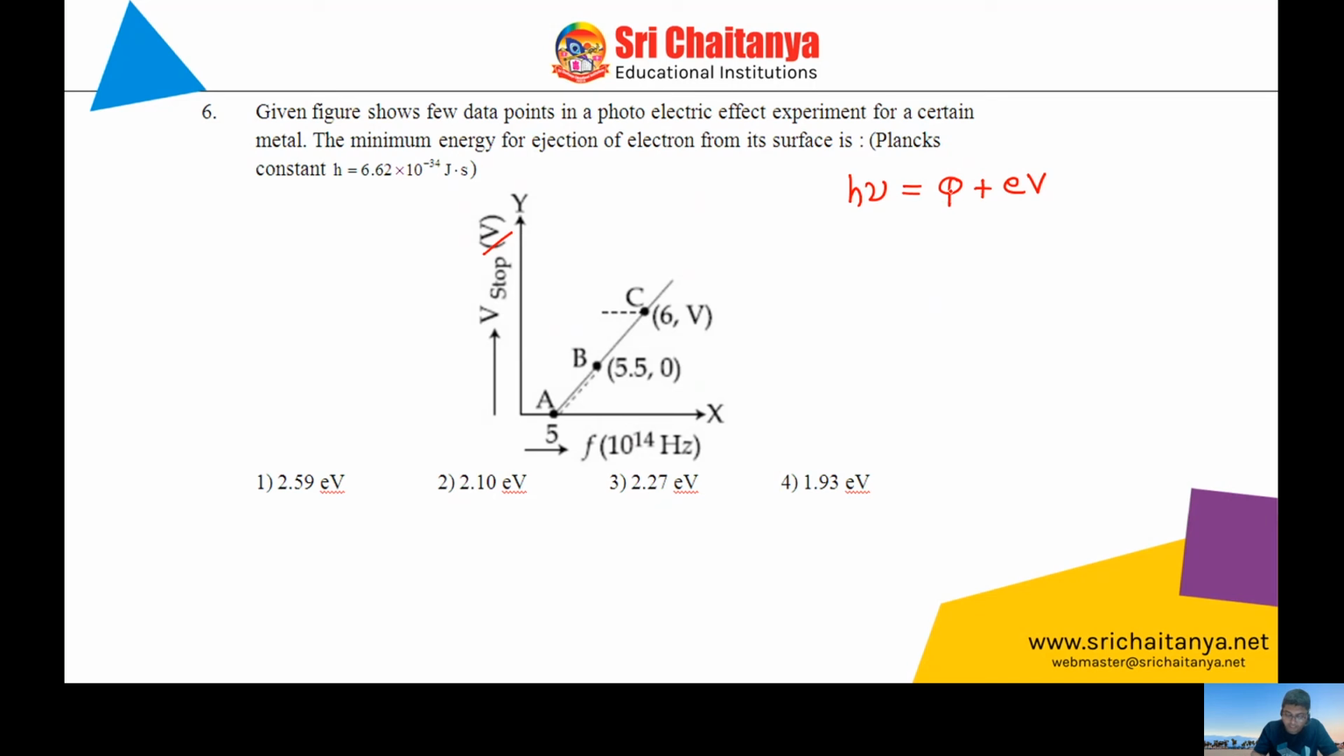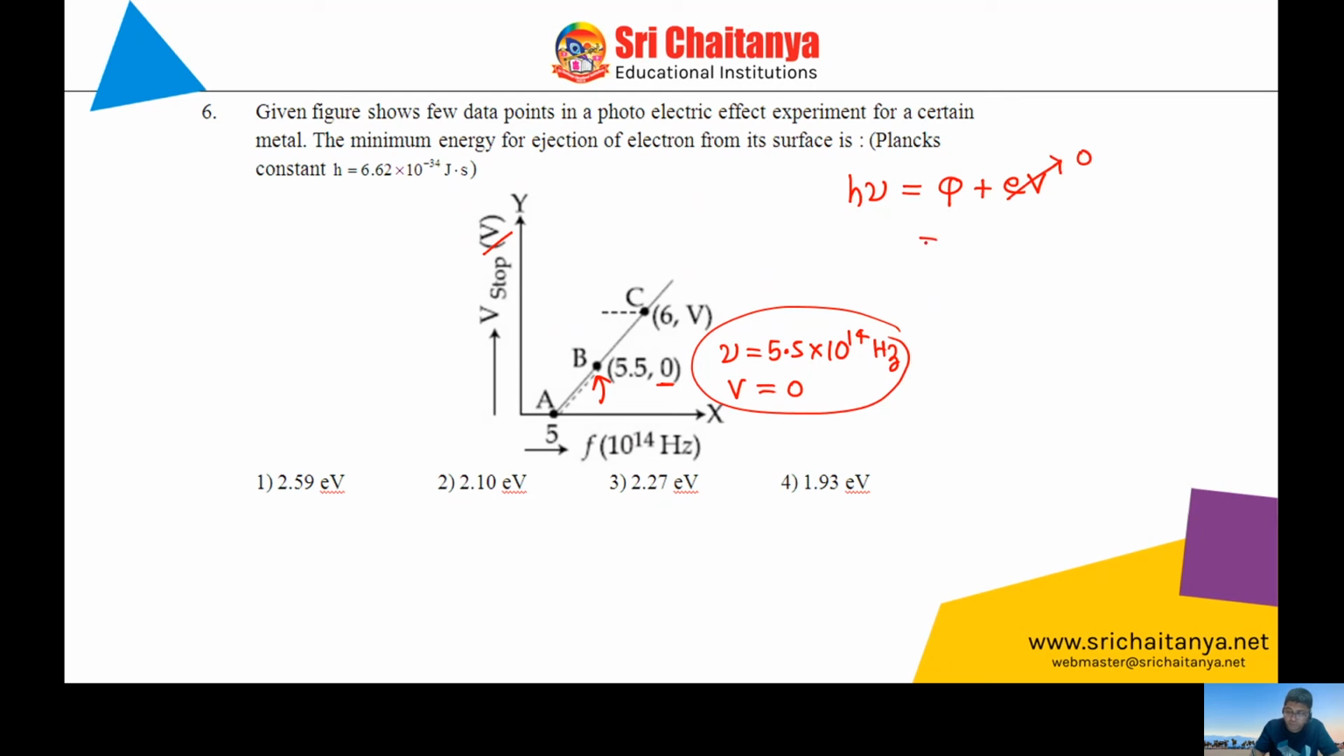So what all data points are given? This point B specifically is given to us. In this point B, we can clearly see that nu is given as 5.5 times 10 to the power 14 hertz. So that frequency is given, and the stopping potential at this point is 0, so V is given as 0. When we substitute this data point in this expression, this term is anyway 0.